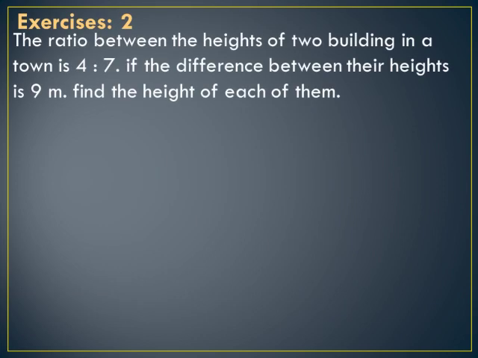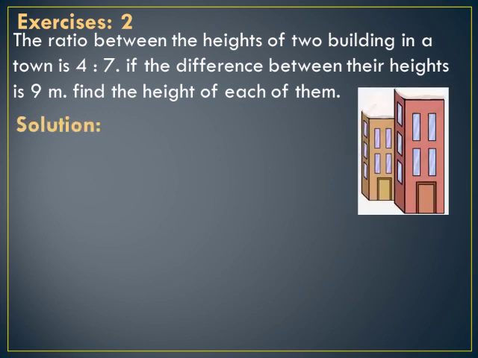The ratio between the heights of two buildings in a town is 4 to 7. If the difference between their heights is 9 meters, find the height of each of them.